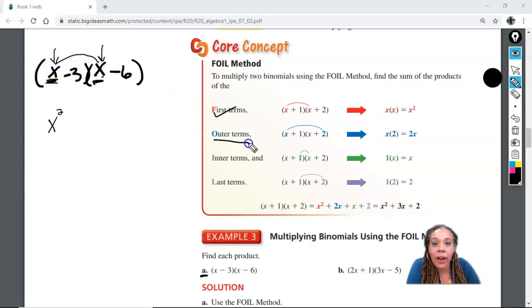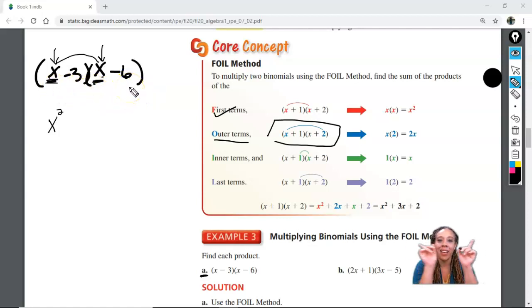Now we have to take a look at our outer terms. Well, what that means is look at the whole group of the two binomials together. What terms are on the outsides? All right. So here, let me use a different color. This x is on the outside, and this -6 is on the outside. Notice I said negative 6 instead of minus 6. They're kind of interchangeable.